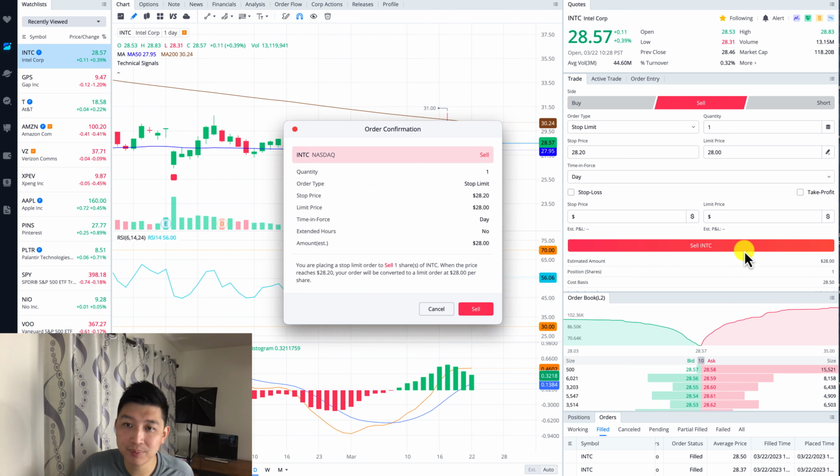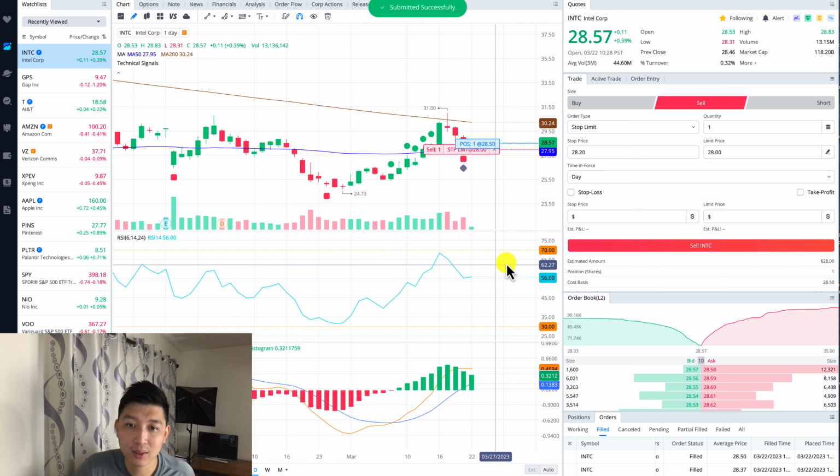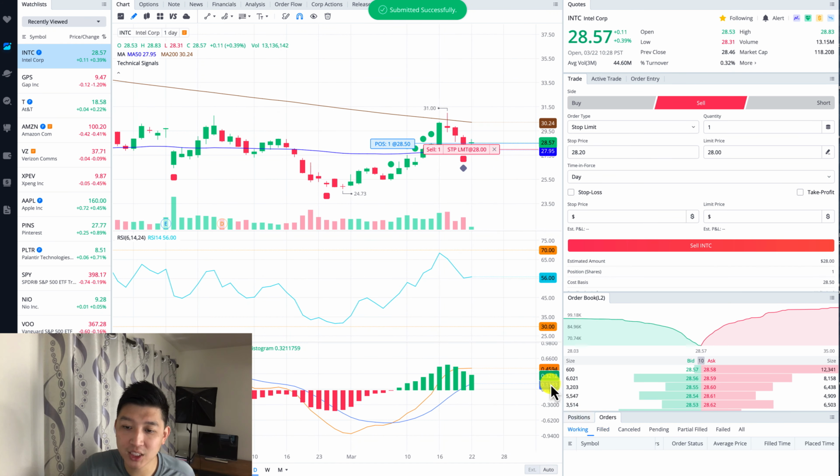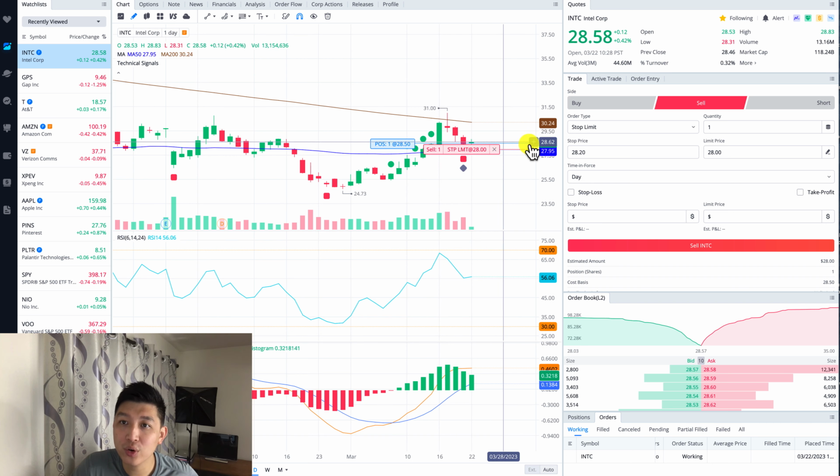So I'm gonna hit sell. Nothing's gonna happen. It gets placed, and now it's just in the queue. So now we just wait. It could be a day, 2 days, or even a month to hit this 28.20. But I'm pretty sure in maybe a couple of days it's gonna hit it, and then it triggers a limit order at the limit price. So that's pretty much it for this stop limit. Now I'm gonna just cancel this one out.